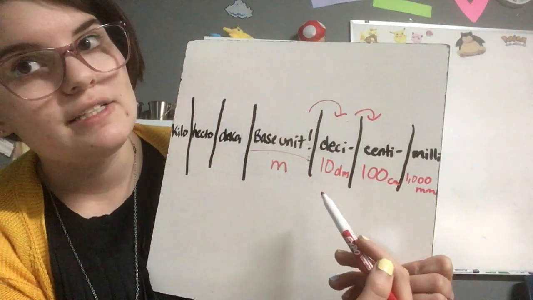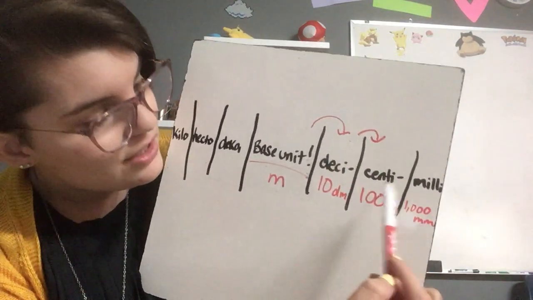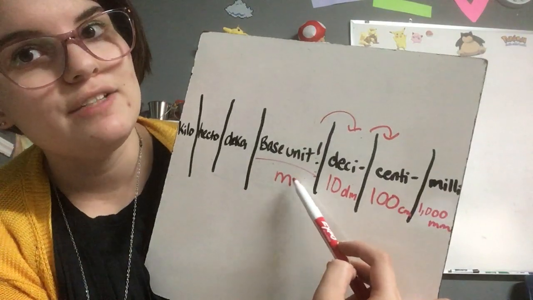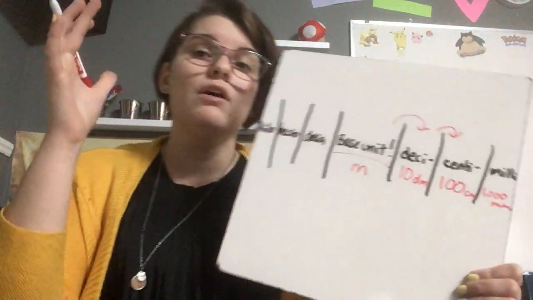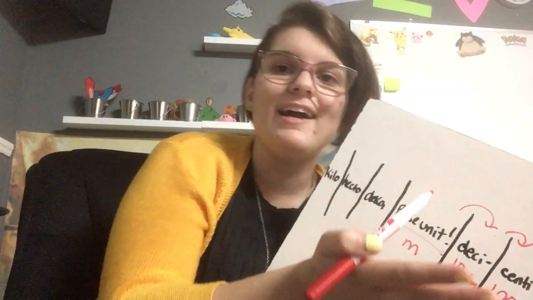So you can see that as you move backwards, it goes down by times 10. You divide by 10. So 1,000 divided by 10 is 100. 100 divided by 10 is 10. 10 divided by 10 is 1. And we get back to our base unit. Now, if I want to go from smaller to larger, remember, we're going to divide.